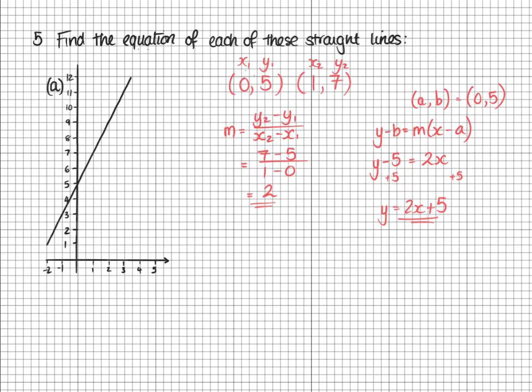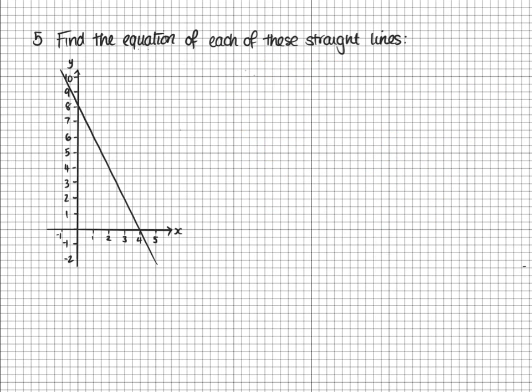Okay, so part B coming up. Looking at this, we should be able to see that this is going to have a negative gradient, so if we don't get one, we've done something wrong. So again, we need our x1, our y1, and our x2 and our y2. So if we look at this, at 0, we're at 8.